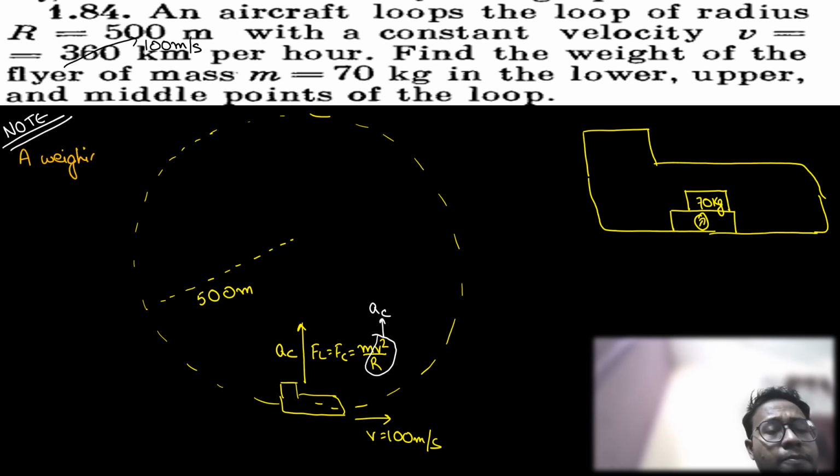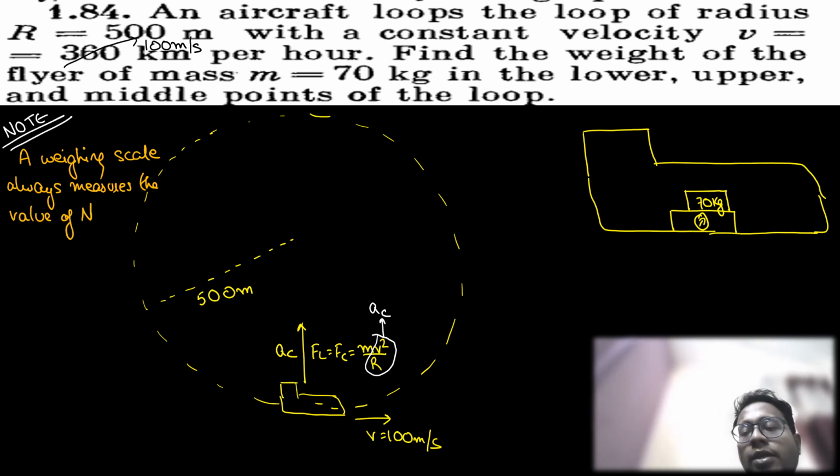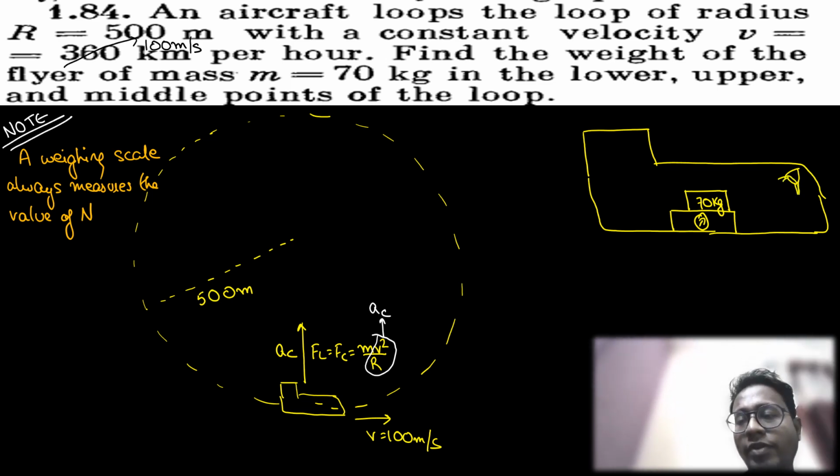So note, a weighing scale always measures the value of normal reaction force acting on the weighing scale. So if I want to analyze this 70 kg block from the frame of reference of the aeroplane, what is the weight of the 70 kg block?